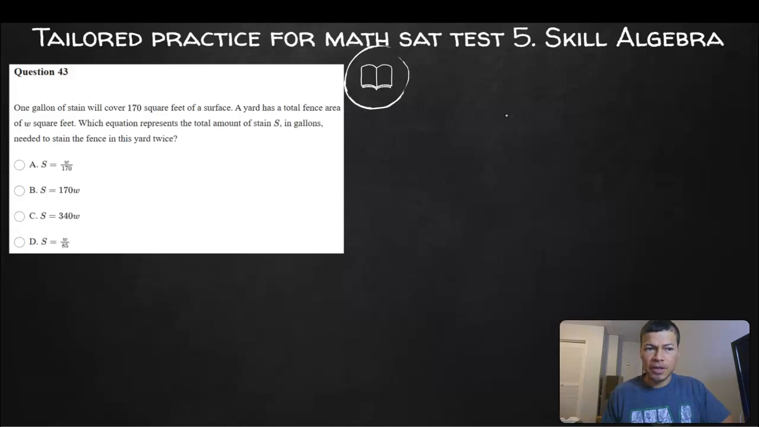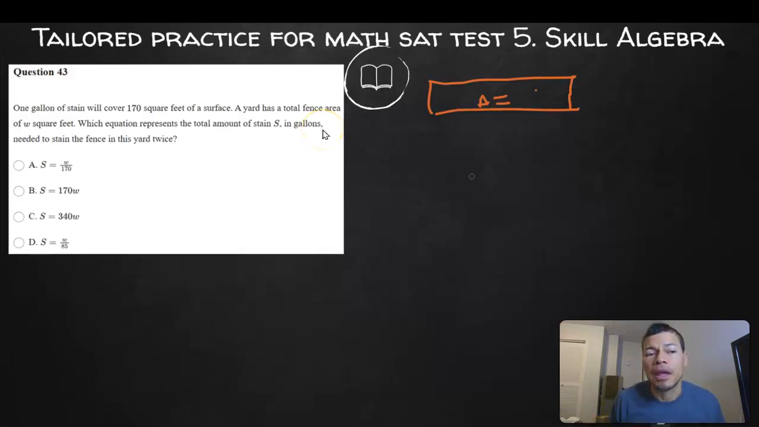This is the first problem we are going to solve today. The problem says 1 gallon of stain will cover 170 square feet of a surface. A yard has a total fence area of W square feet. So they are giving me the area, and this area has a surface of W. I don't know what the W is, but I know that the area is W. I know that this is a yard, and a yard measures 3 feet.